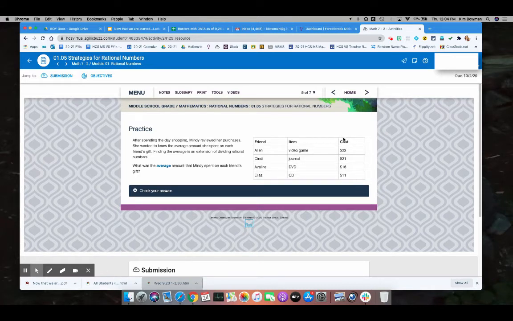I don't know. You're going to have to add those up, and then you would take that total cost and find out how much money per friend. So you would divide this total by the number of friends she has. And they've got the check, but I'm not going to show it to you because I want you to do it.